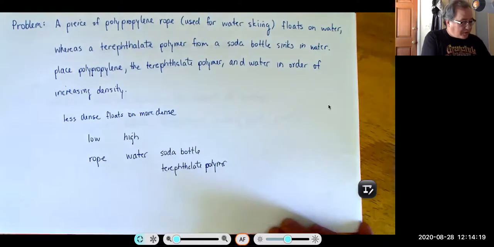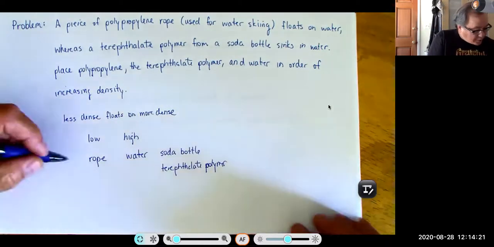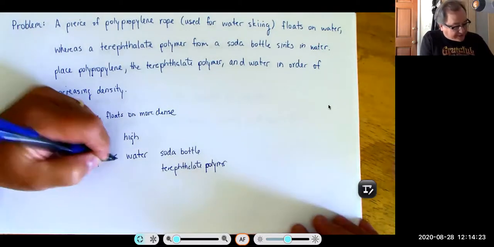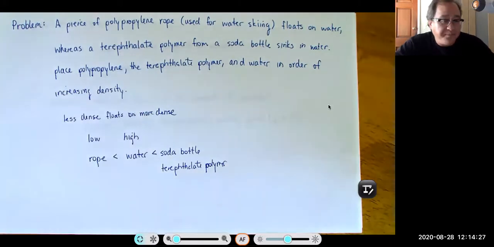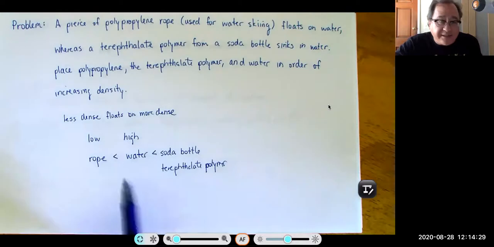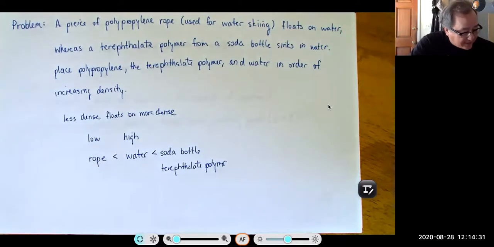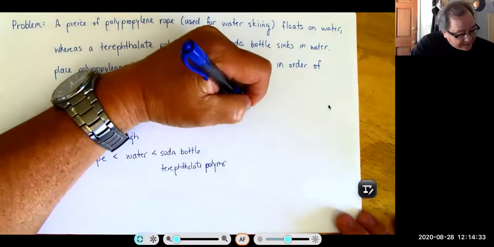So here, when we look at the density of these things, we would say the rope is less dense than the water, and the water is less dense than the soda bottle. Okay, so we all recognize these symbols from math. This would be less than.